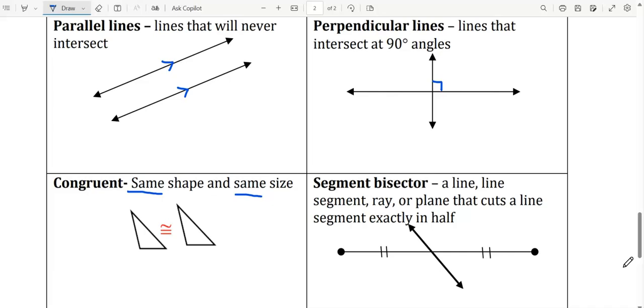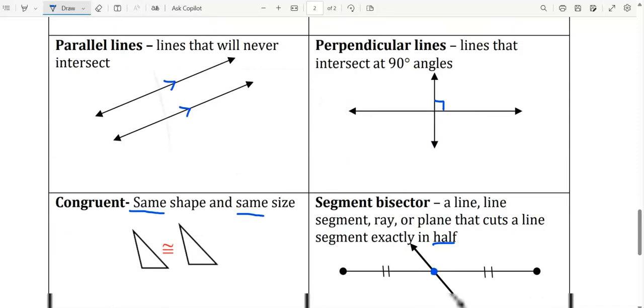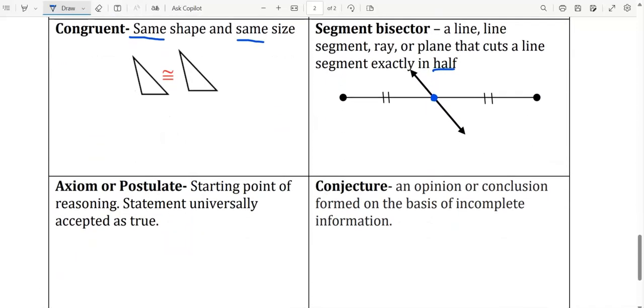So again, congruent, same size, same shape. Now, segment bisector is a line, line segment, ray, or plane. Anything that cuts a line segment exactly in half. Y'all see that? Half. So this has to be called the what? Midpoint. Right in the middle, okay? And we had that definition right here. So a segment bisector gives you a midpoint because it cuts it in half. You can put it back. And then you got these tick marks once again to show that this is cut in half exactly. That's a bisector of a segment, segment bisector.